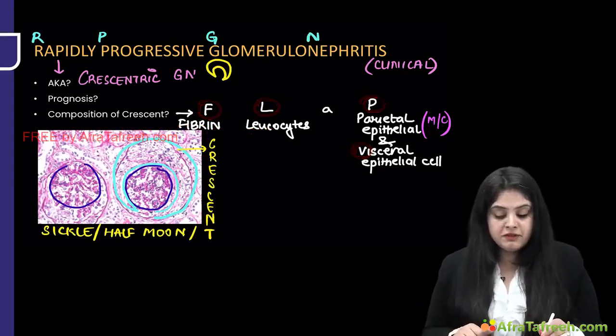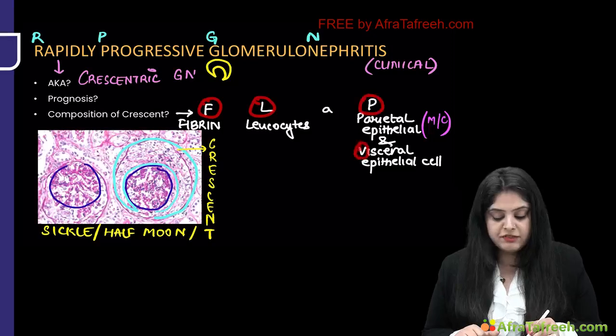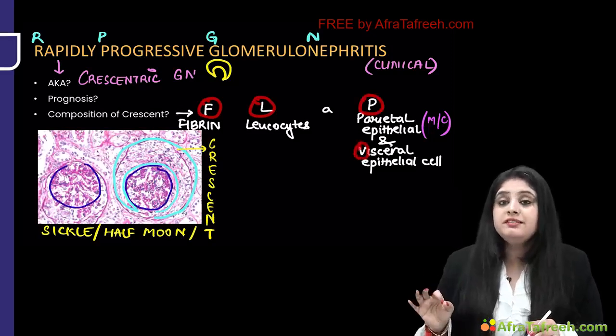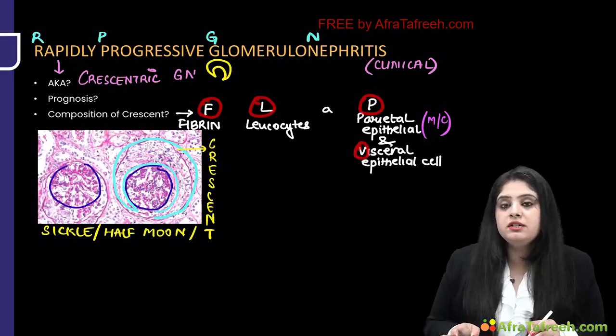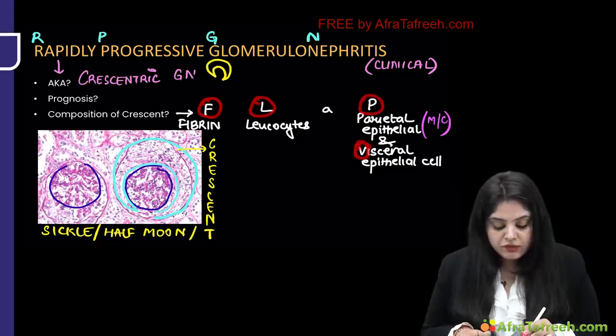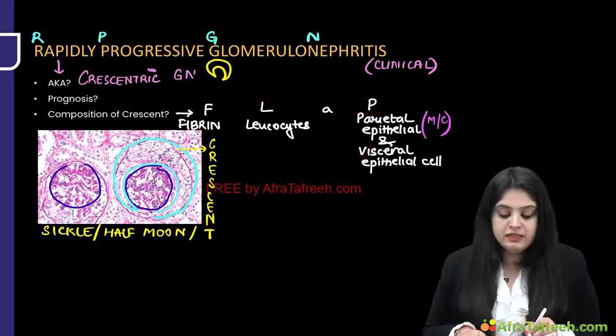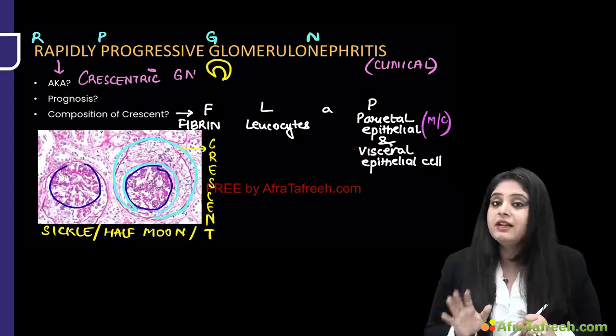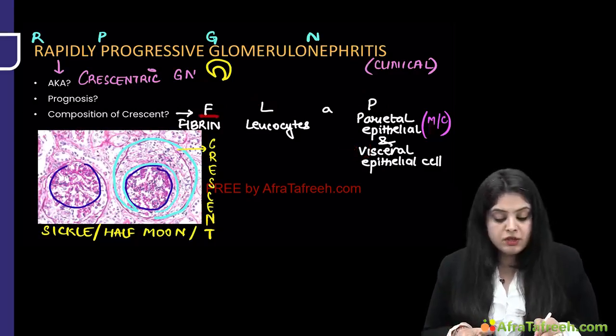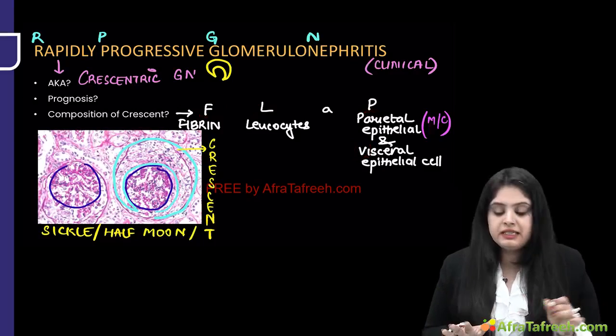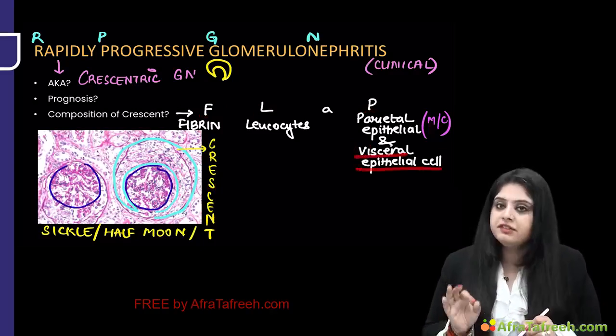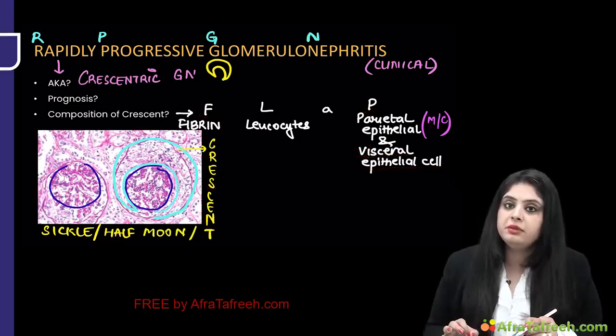But if I say options are fibrin, leukocytes, parietal and visceral, and I say which of them is least likely to be found in a crescent, least likely is obviously going to be the visceral epithelial. The visceral will be the least likely. So that is how questions will come. So you learn your basic mnemonic flap. These are the main things. But now the update says that visceral epithelial cells can also be present.